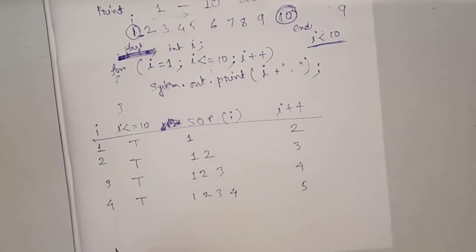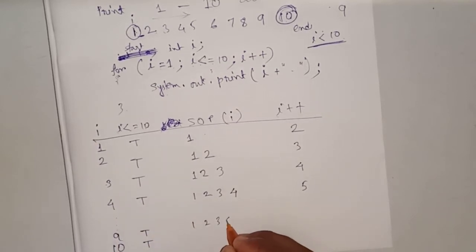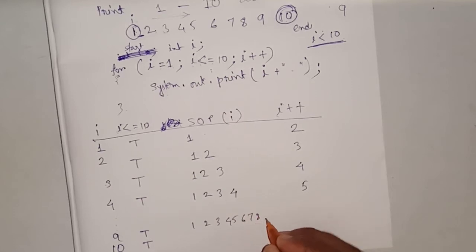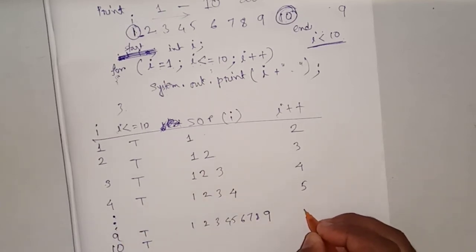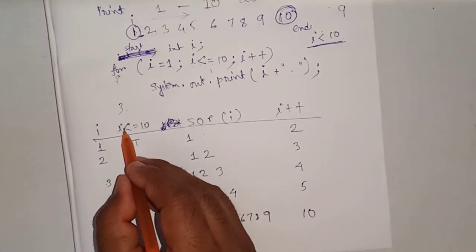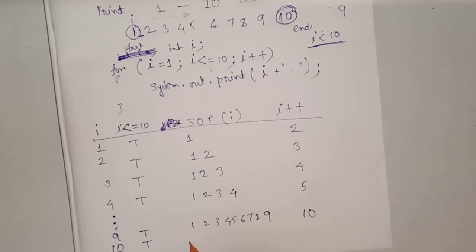This way we are doing it up to 10, and it is still true, because 9 is true. 1, 2, 3, 4, 5, 6, 7, 8 are present and 9 we are incorporating. Then this one will become 10. For 10, the less than is false, but the equal to is true. So this is true. So 1, 2, 3, 4, 5, 6, 7, 8, 9, 10.